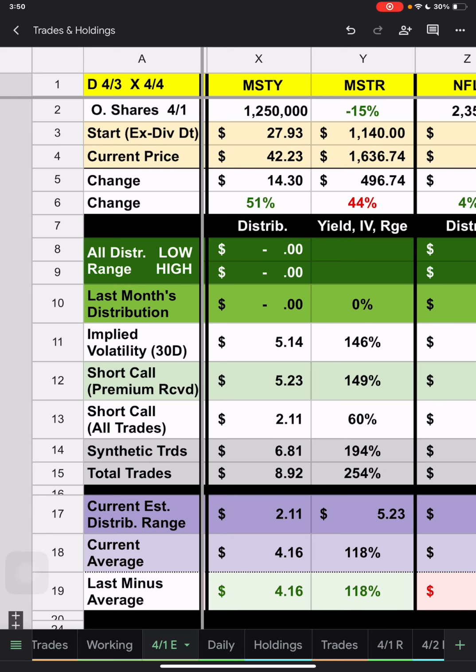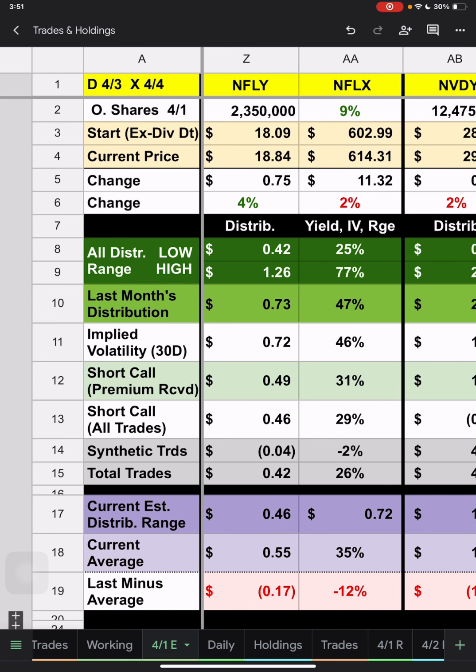But if we look at all the short call trades, it's only $2.11, which has a range at the bottom from 2.11 to 5.23 with the average of 4.16. Of course, I'm going to go more with whatever the premium was received. And again, this is the first month doing this, so these numbers may or may not even be close. I'm just going to look overall and see what it looks like out of all of the ETFs and try to get a better idea of what we're looking at. And then, of course, this last minus average doesn't even count because we didn't have a last.